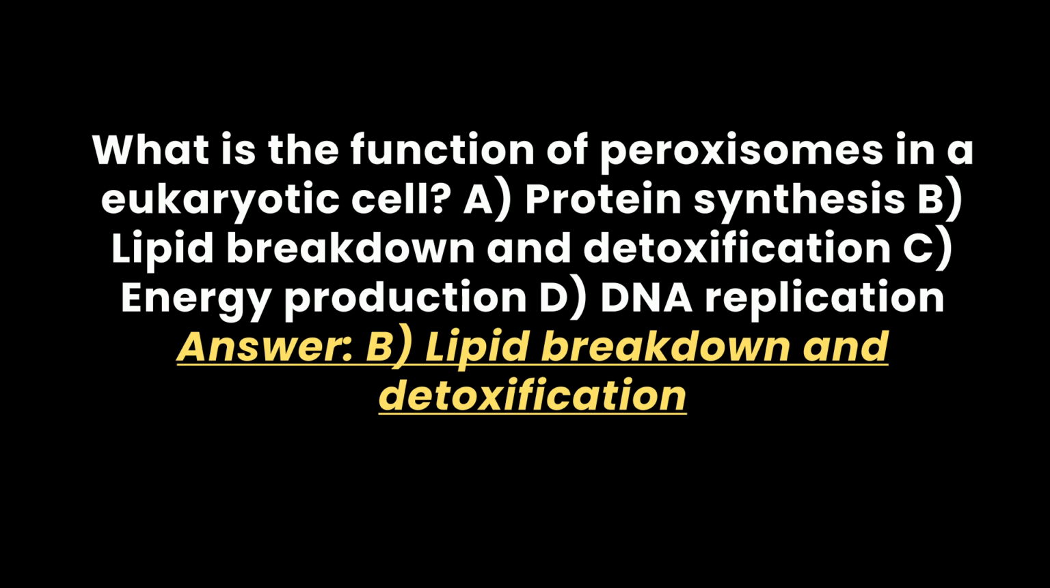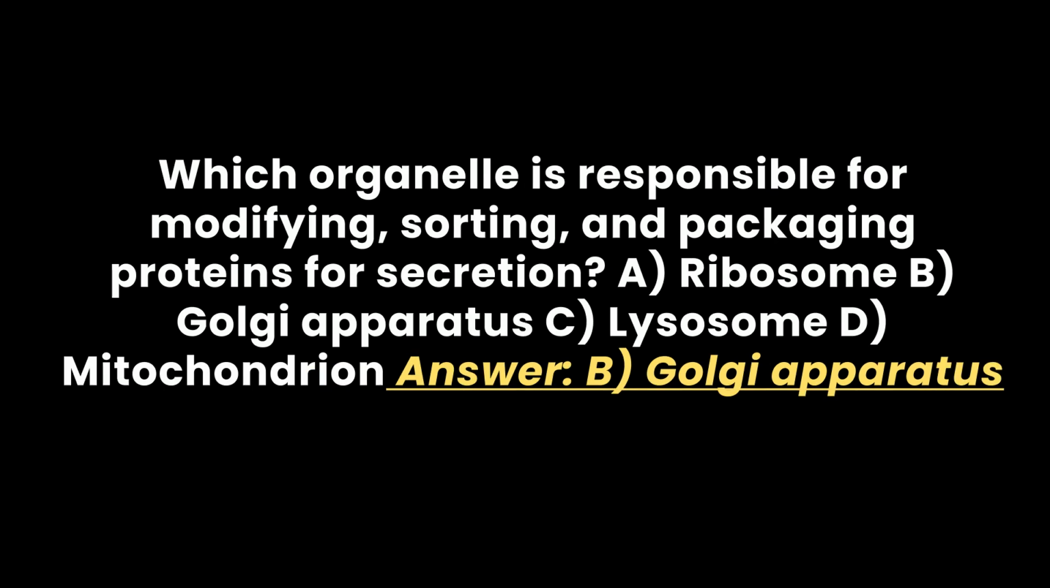A. Ribosome. B. Golgi apparatus. C. Lysosome. D. Mitochondrion. Answer: B. Golgi apparatus. Which cellular structure controls what enters and exits the cell? A. Cytoplasm. B. Nucleus. C. Plasma membrane. D. Endoplasmic reticulum.